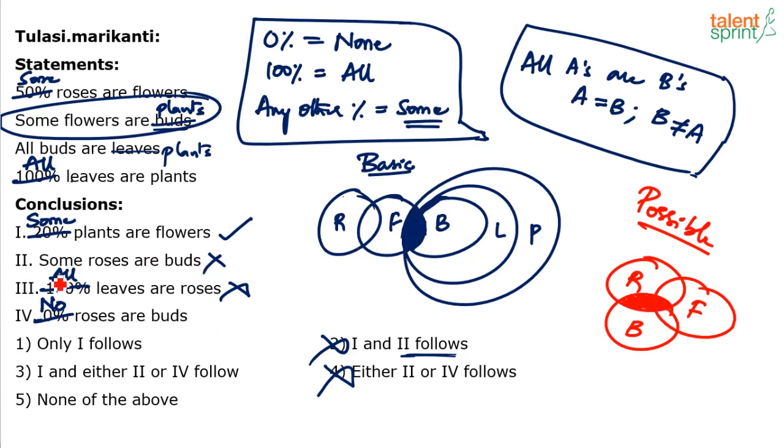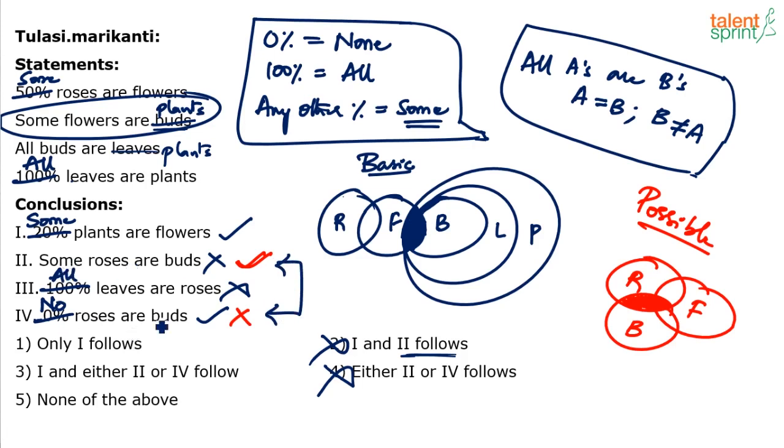So what do you observe? Some roses are buds is true in the red diagram, but no roses are buds is false in the red diagram. It is true in the blue diagram. I'm using red and blue just to avoid the words basic and possible. So if you observe, conclusion 2 and conclusion 4 actually make a complementary pair.